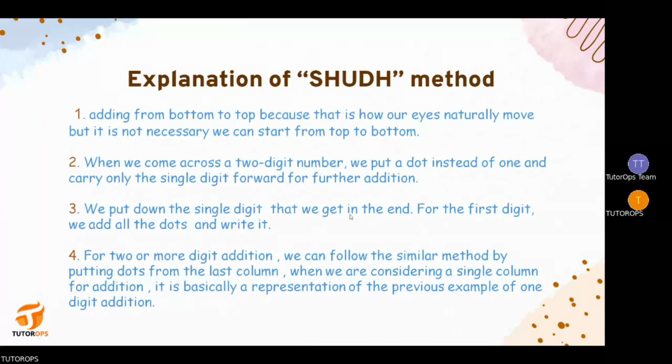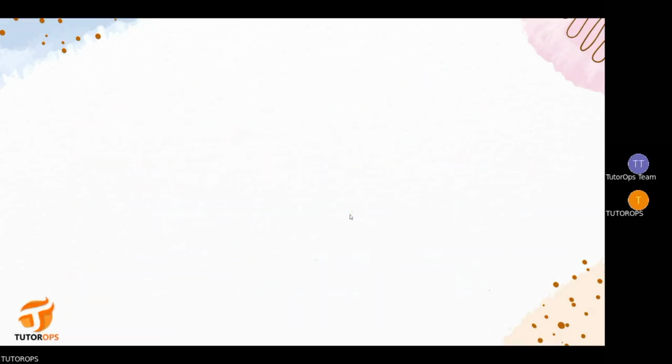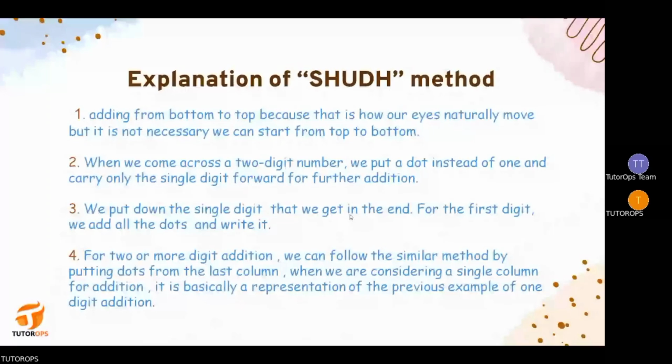When we come across a 2-digit number, we will put the dot instead of 1 and carry only the single digit forward. The single digit will be the last digit of the sum. That is, for 11 it will be 1, for 16 it will be 6. Basically the single digit will be a shuddh number, obviously. Now, we put down the single digit that we get in the end. For the first digit, we add all the dots and write it. The count of the dots will show us the carry.